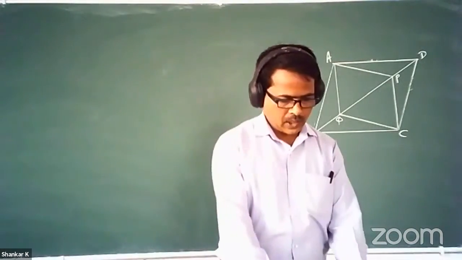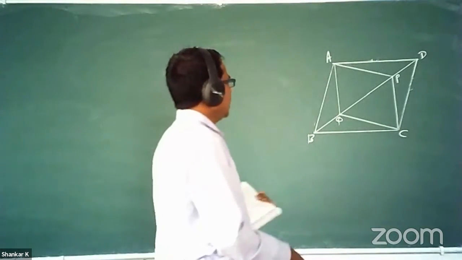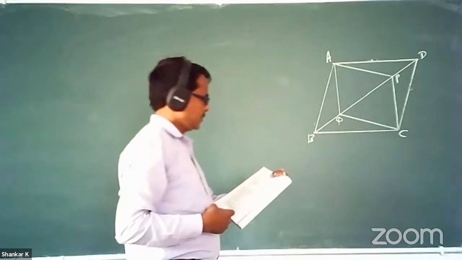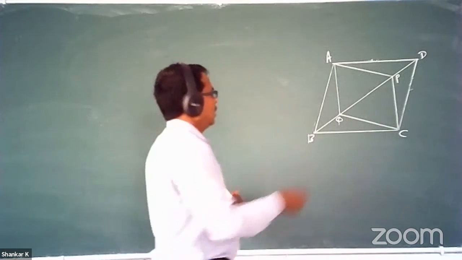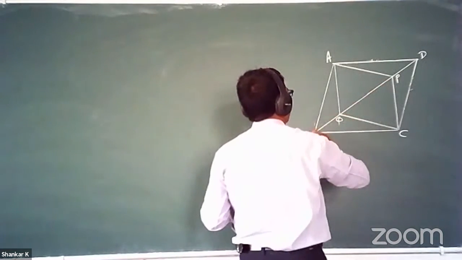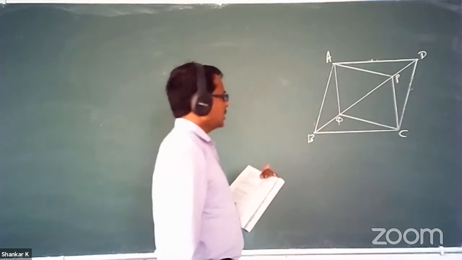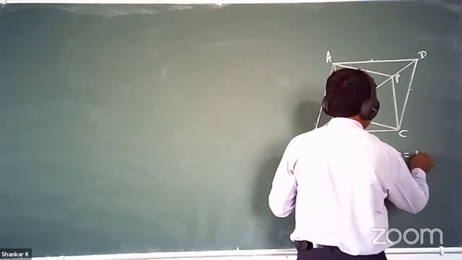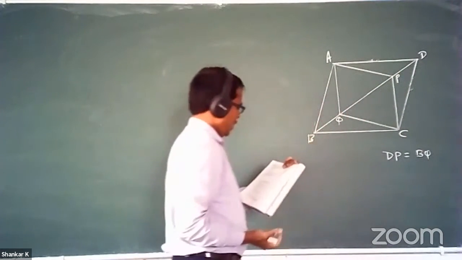Question number 9. I'll read it. What is question number 9? In parallelogram ABCD, ABCD is a parallelogram. Two points P and Q are taken on diagonal BD, such that BP equal to BQ.